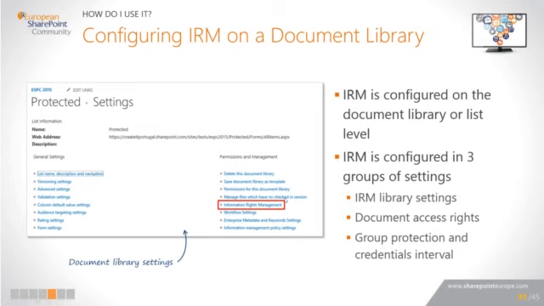If you click it, you can configure the IRM for the document library, and you have 3 groups of settings. You have the IRM library settings, the document access rights, and the group protection and credentials interval. I will go into some detail about each one right now.